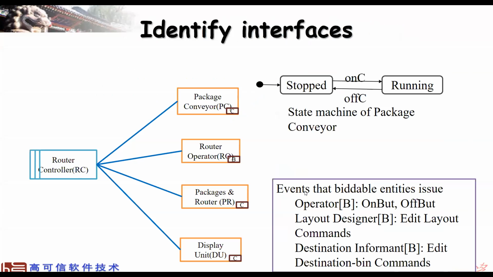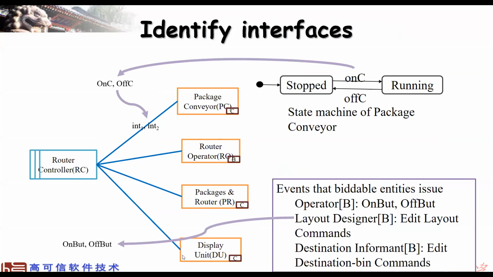And the second step is to find the entities. For example, from this state machine of the package conveyor, we find the on C and off C. And for the bindable entity, the operator, we can get the on button and off button, and get the interfaces here.